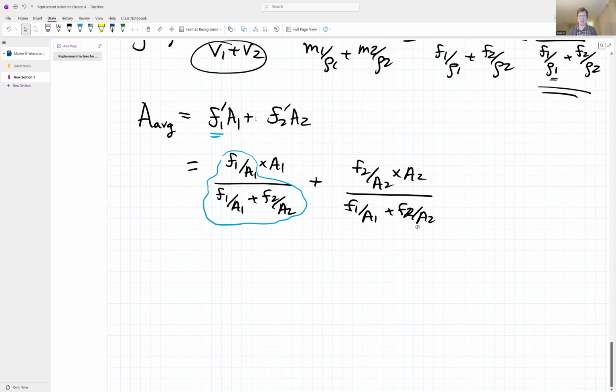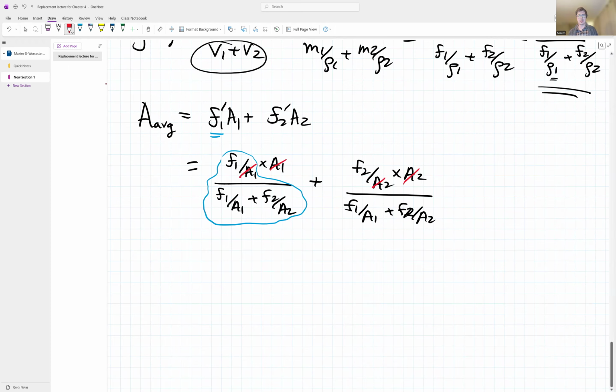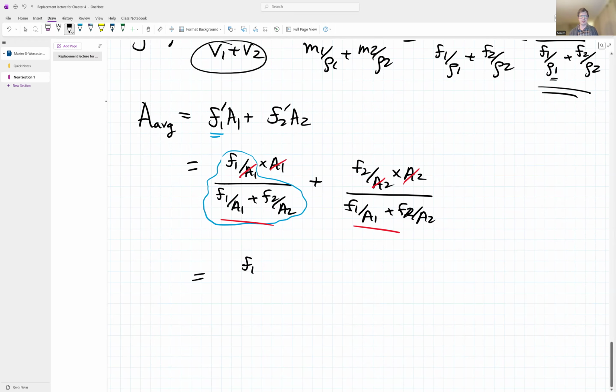So some stuff cancels, right? We have some cancellations here. The A1s cancel, the A2s cancel. And these actually have the same denominator. So this reduces kind of nicely to F1 plus F2 in the numerator, which is going to sum to 1 because they're fractions.